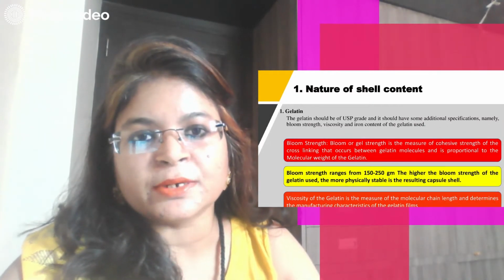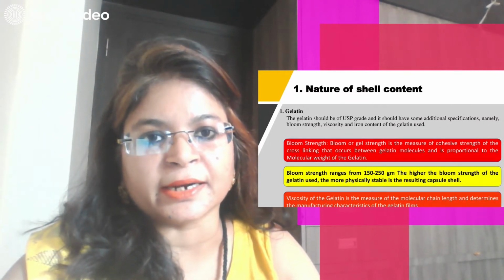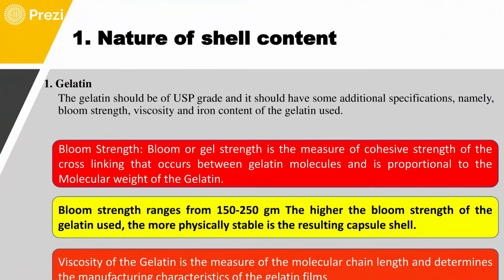Now let us try to understand the nature of the shell contents and the nature of the capsule content. Let us first focus on the shell content. The shell of the soft gelatin capsules basically comprises gelatin. The gelatin used in the soft gelatin capsule should be of USP grade, and it should have some additional specifications, for example bloom strength, viscosity, and the iron content of the gelatin.